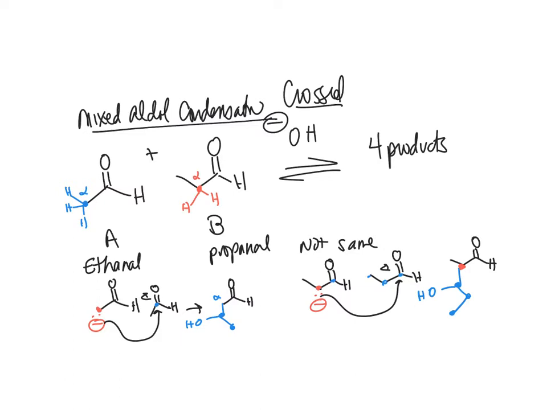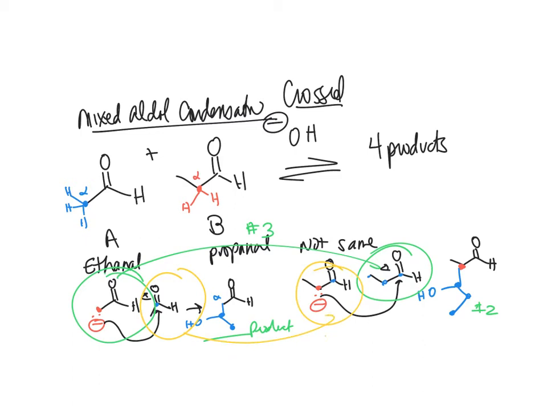Or they could react with each other, right? If you have them together, this nucleophile can react with this electrophile. So there's product 1. There's number 2. And then what would you get if these two reacted? That would be number 3. And then if these two reacted, that would be number 4. And that's how you get 4 products.